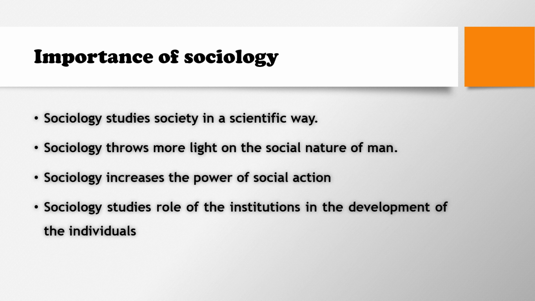So the first point is that sociology studies society in a scientific way. Before the emergence of sociology, there was no systematic and scientific attempt to study human society with all its complexities. So sociology has made it possible to study society in a scientific manner. Scientific knowledge about human society is needed in order to achieve progress in various fields.